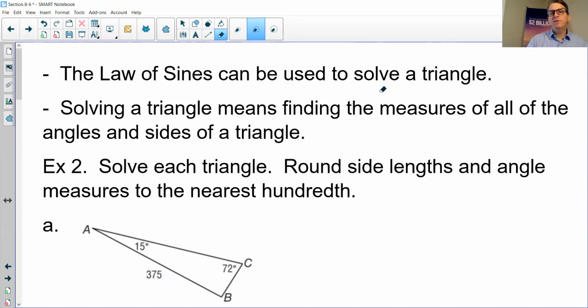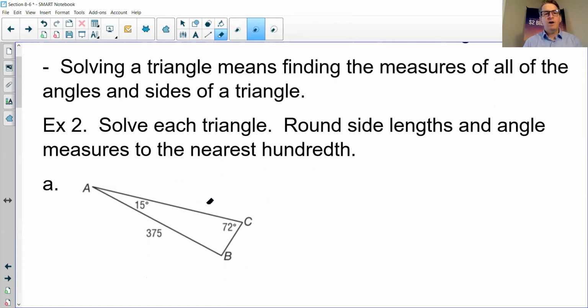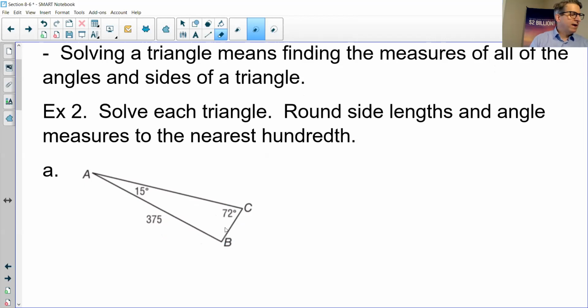The law of sines can be used to solve a triangle. Solving a triangle means finding the measures of all the angles and sides of a triangle. Today we're going to do example 2A, and tomorrow we will start with B. So we're just going to do A today, and the next video will start with B. So we're going to solve this. We're basically going to find all the respective angle measures and the side lengths.